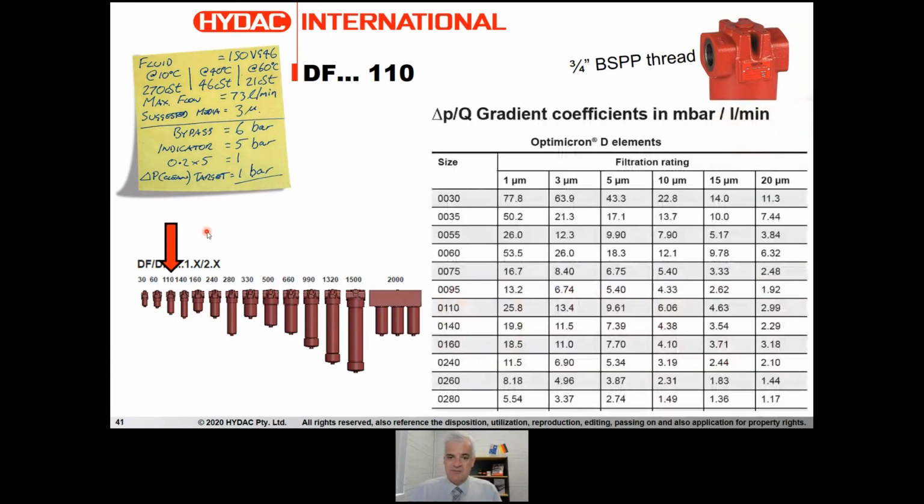Now, with this filter, we can look up the delta P flow gradient coefficient for it. Of course, this is a 110 size and a 3 micron element. So you can see here from the catalog, this is going to tell us that the SK gradient is 13.4. Okay. Be aware, though, we have to look at the type of filter it is. This is a pressure filter. This is a pressure filter element. Make sure you get that right if you're looking it up in the catalog.